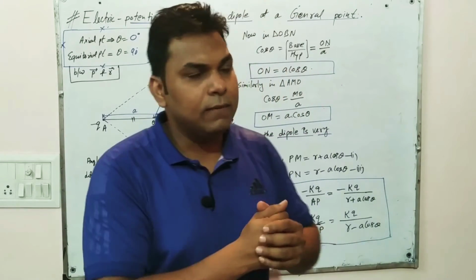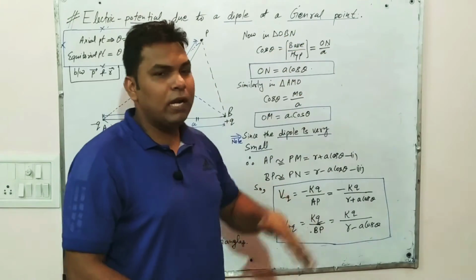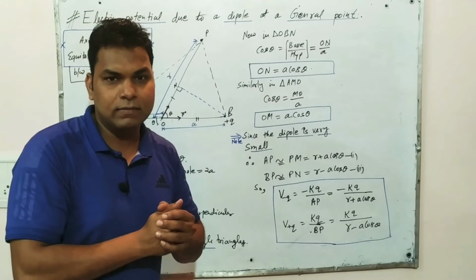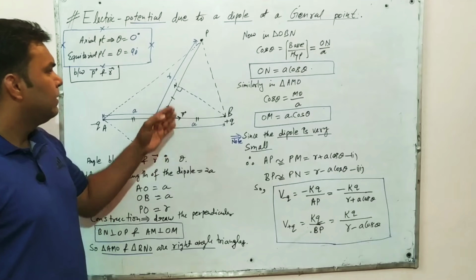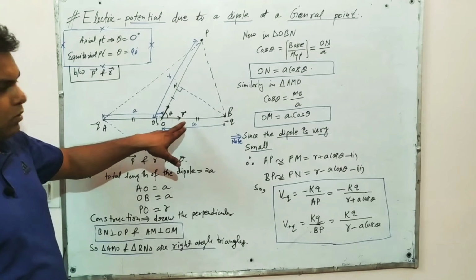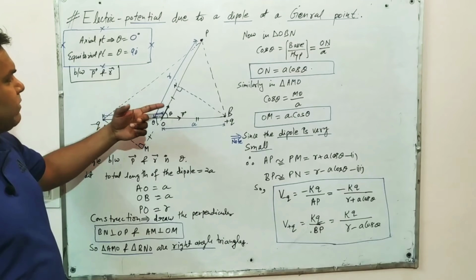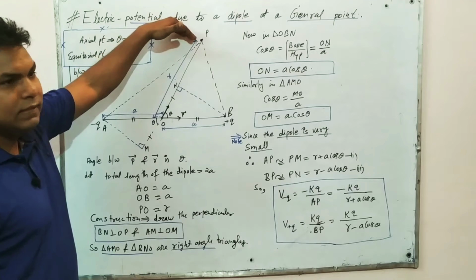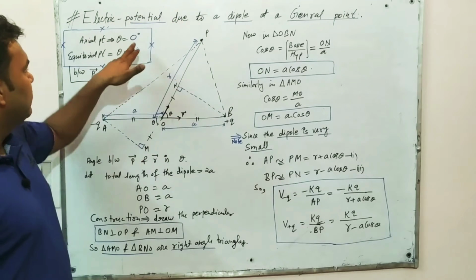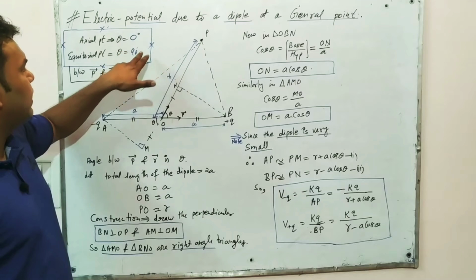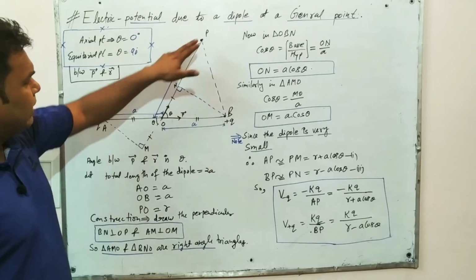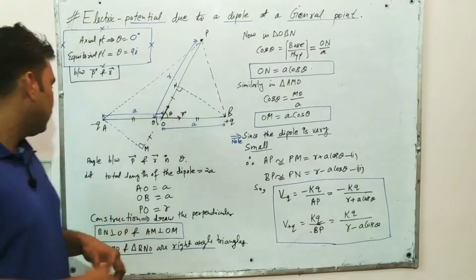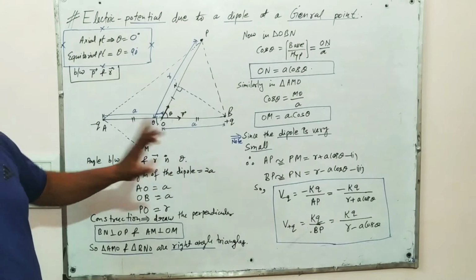Now we come to the general point. General point means we are just putting the point at any angle theta. So the angle theta between the dipole moment vector P and the displacement vector R is theta. So our point P in this case is not at 0 degree or 90 degree. It is at angle theta. Clear? So the angle between the P and the R is theta.